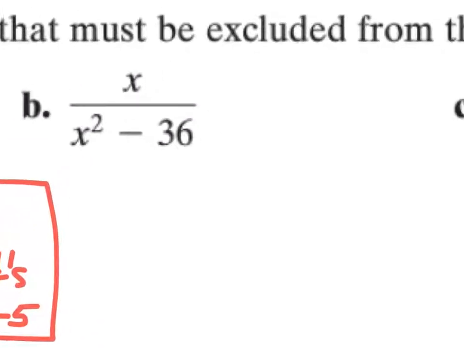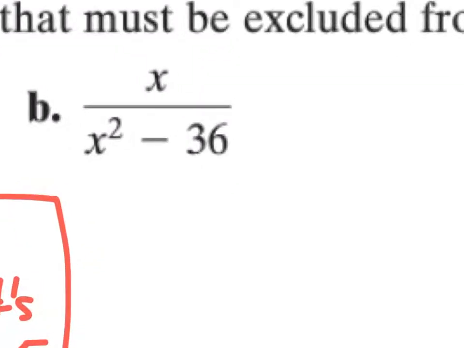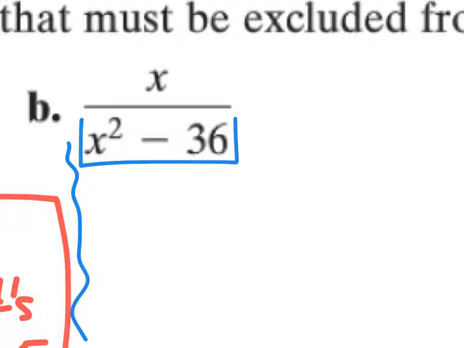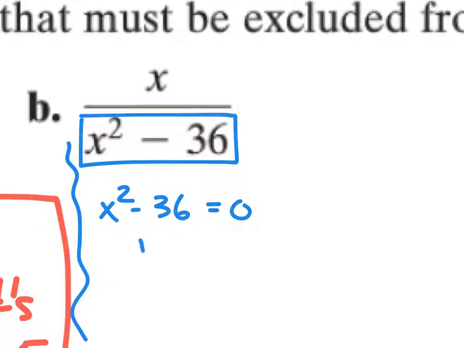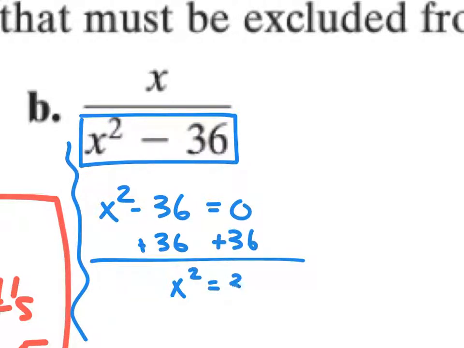So let's take a look at part B. Now B is x divided by x squared minus 36. Now what I want to do here is take x squared minus 36 and set that equal to 0. Now we could do this a number of ways. What I'm going to do is add 36 to both sides, okay, and I'm going to get that x squared is equal to 36.